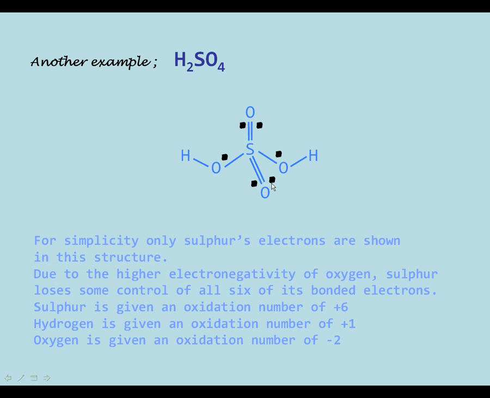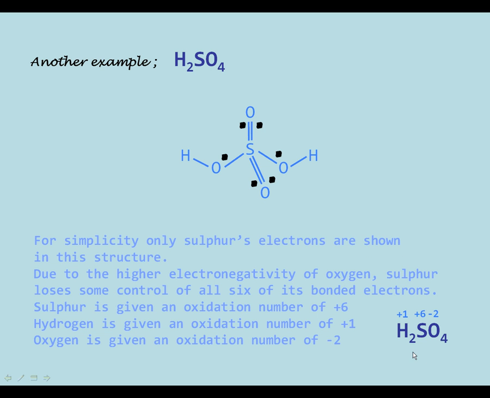So hydrogen would be given an oxidation number of +1, and oxygen would be given an oxidation number of -2, because as you can see in the structure here, this oxygen atom has gained 2 electrons, the 2 from the sulfur, 1 in each of these bonds in the double bond there.